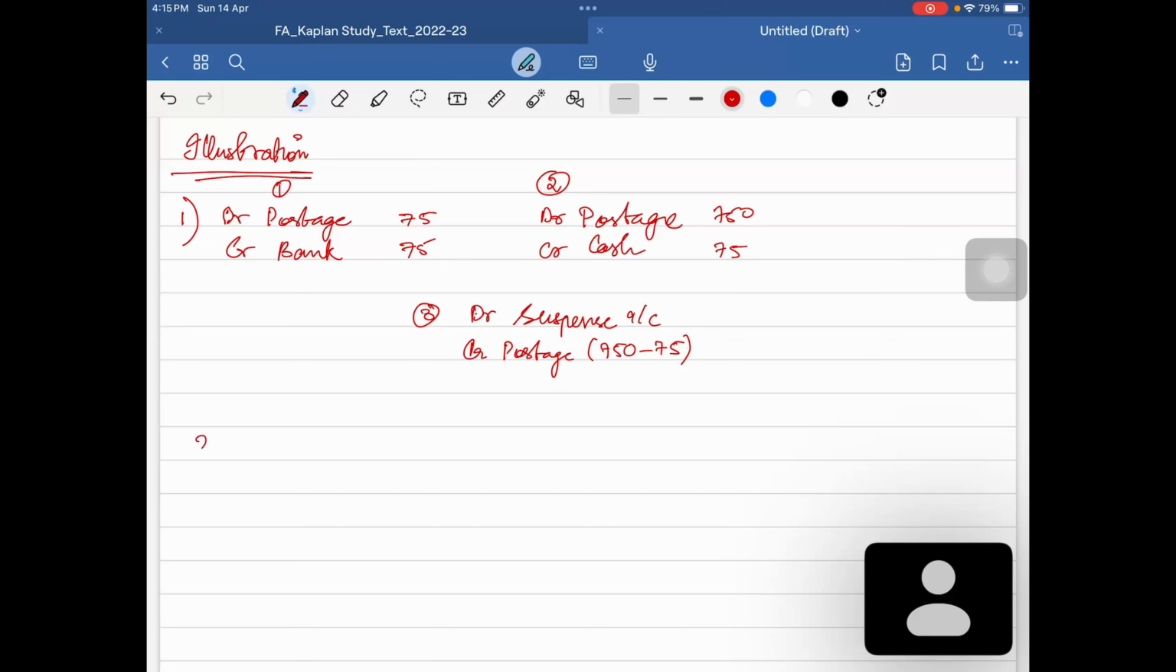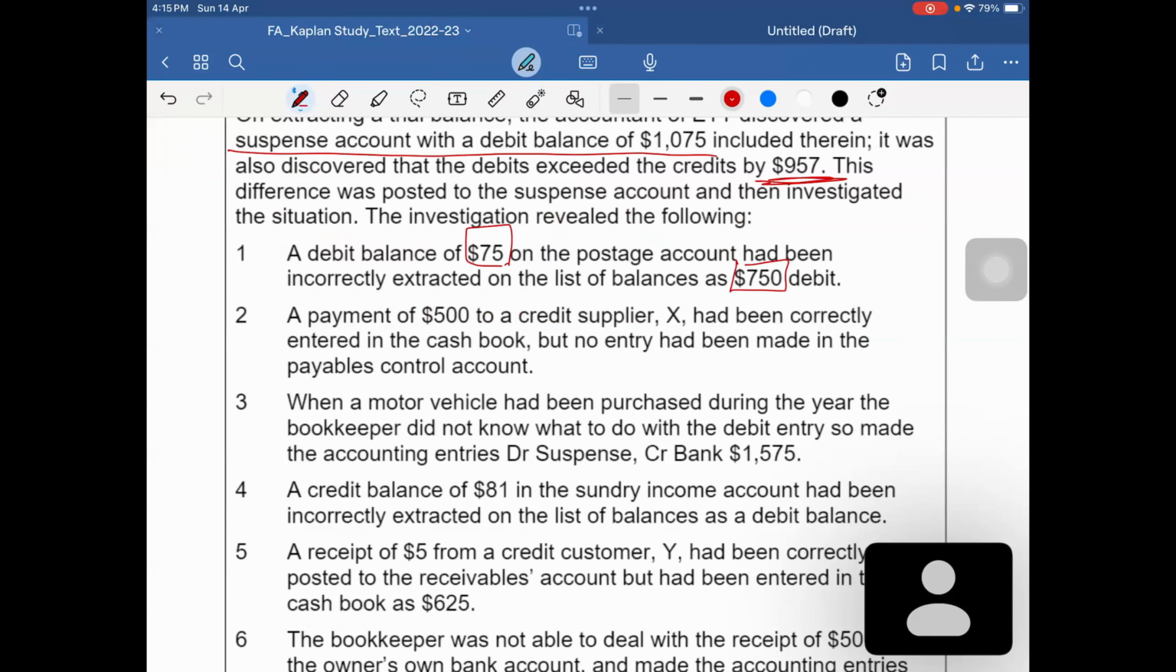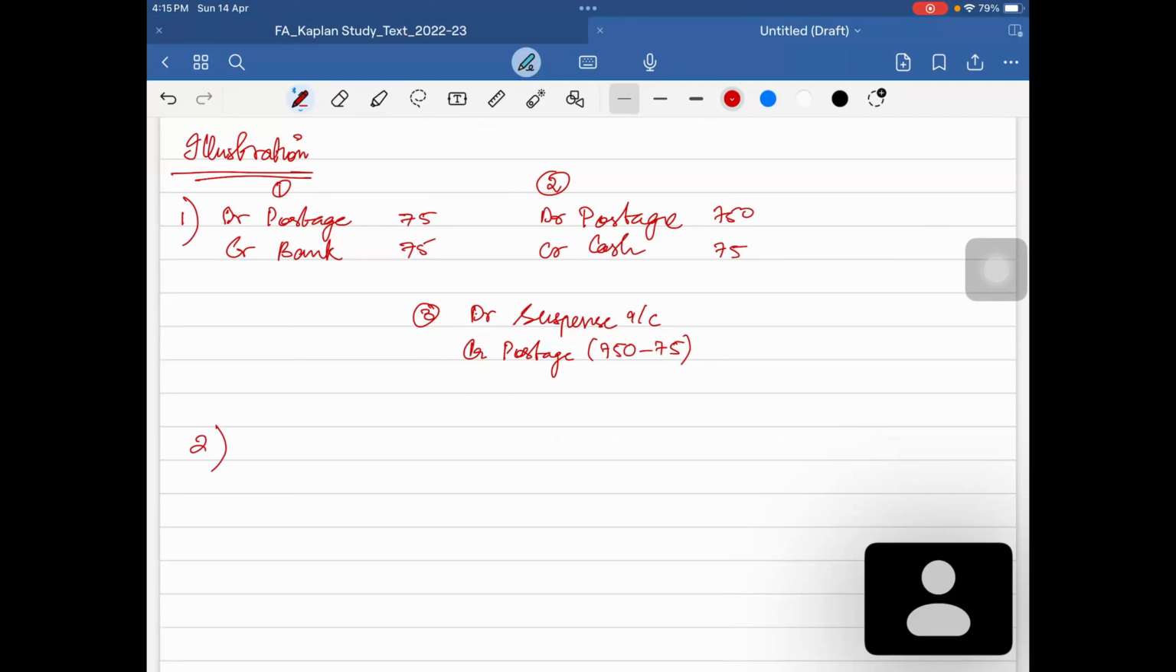Now the second one. A payment of 500 to a credit supplier X had been correctly entered in the cash book, but no entry had been made in the payable control account. Okay? So what is the original journal entry? Debit trade payables, right? Because you have paid off that amount, right? How much is it? 500. And credit cash. This is the original entry. What did they do?